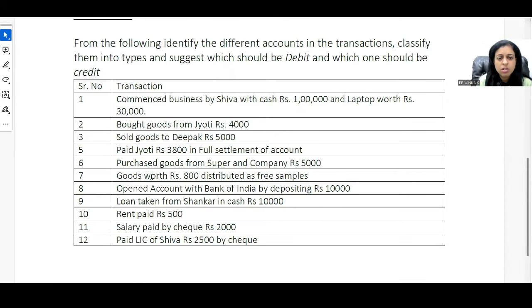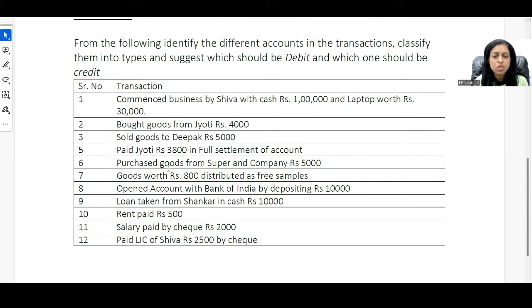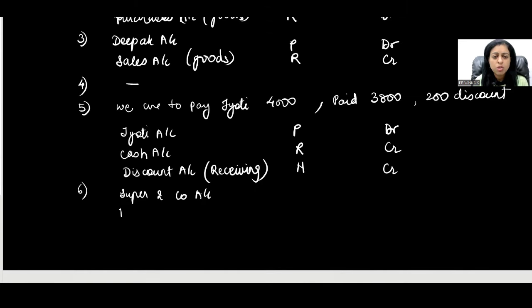Sixth transaction says purchased goods from Super and Company 5,000. Now you can try this. What are the two parts of this transaction? Yes, Super and Company account, right? And what are we doing? We are purchasing goods. So goods account or purchases account will be the next one.